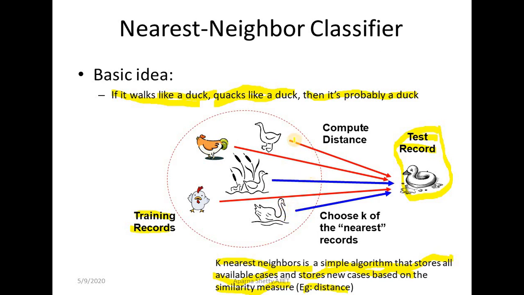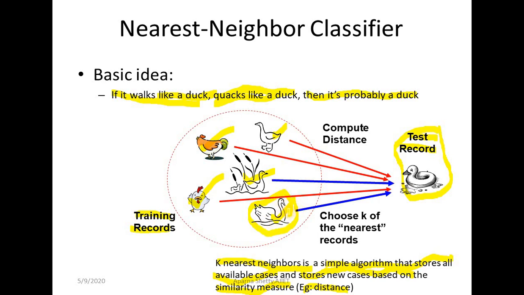Okay, now first you will compute the distance between these training records and the test record. You will measure the distance between this training record and the test record. Next you will compute the distance between this training record and the test record, and finally with this. Now which is the nearest record? So this is the nearest, right?